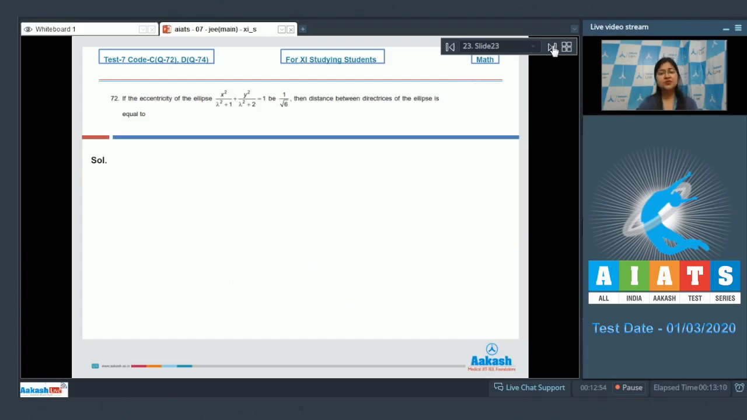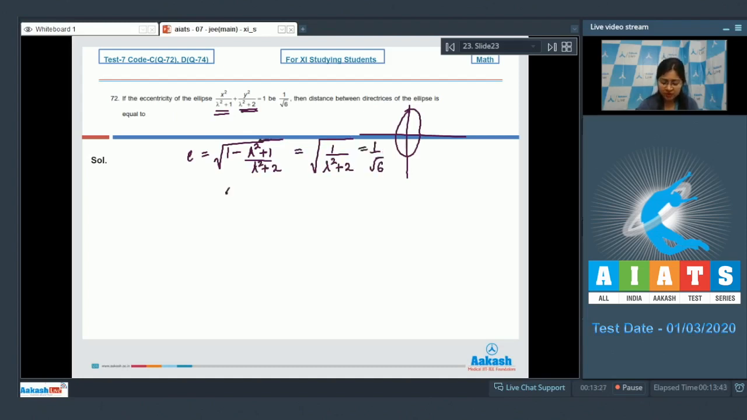then distance between directrices of the ellipse is. See, here it can be seen that the value of lambda square plus 2 is definitely greater than lambda square plus 1. So the ellipse is of this type. So we can say eccentricity will be equal to square root of 1 minus a square upon b square, that is lambda square plus 1 divided by lambda square plus 2, which is equal to square root of 1 divided by lambda square plus 2. So this is equal to 1 by root 6, which means lambda square plus 2 is equal to 6, that is lambda square is equal to 4. So the value of lambda is equal to plus minus 2.